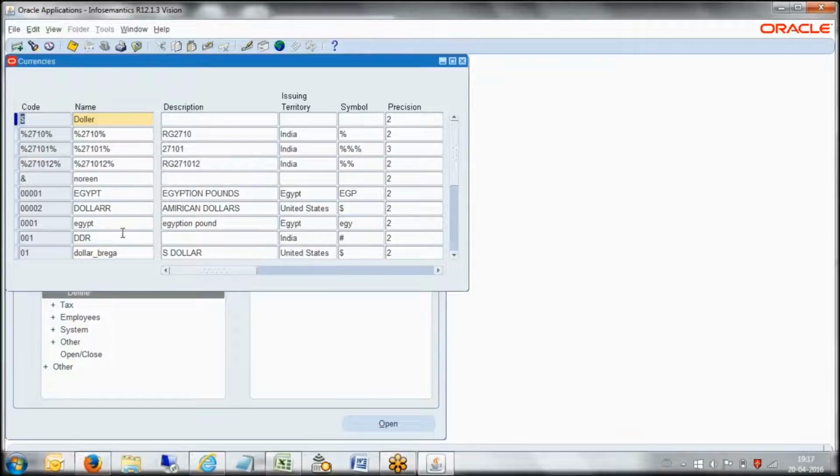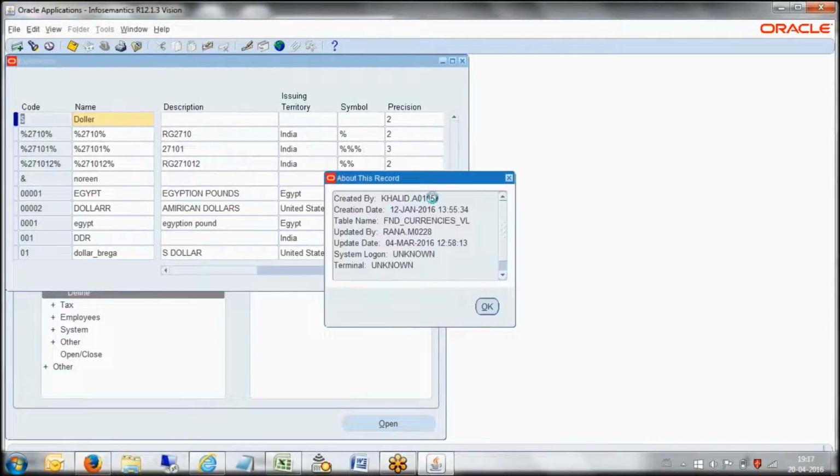But here you will find some scrap data also, but in a real-time instance, you will see all the currencies given for all countries. Here we are free to define, so people have defined here. How do you know whether it is defined by a user or it is seeded data? You go to help, put the cursor on some record, go to record history, and it will show who created it.